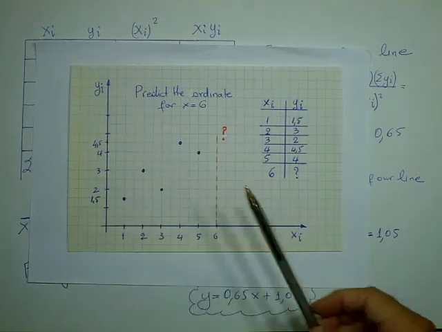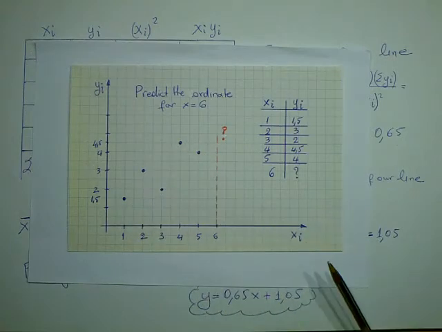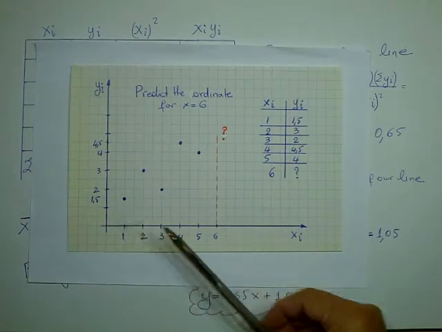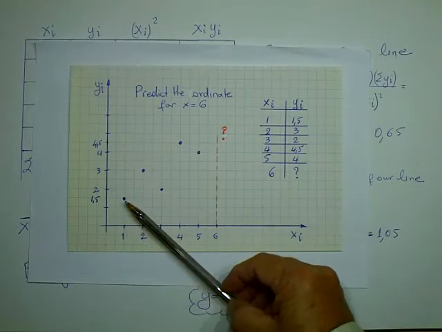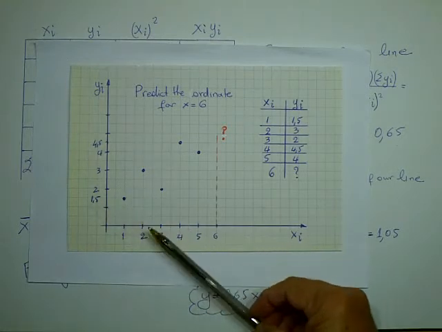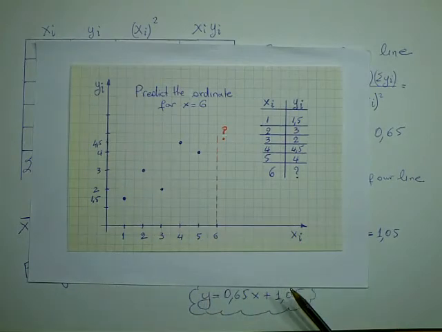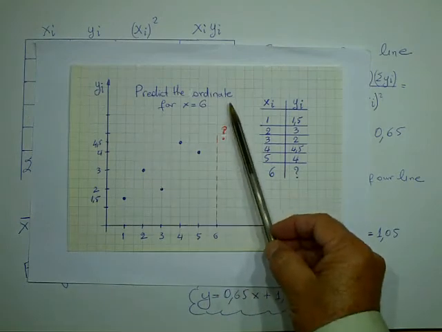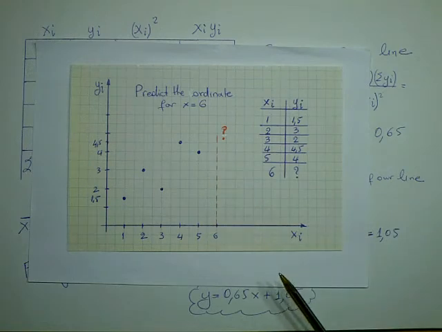Suppose that we have the following scatter diagram and there are some points on this diagram with x's and y's. This is the table: for x equals 1, we have y equals 1.5, for x equals 2, we have y equals 3. What we want to do here is to predict the ordinate for x equals 6. Well, to do that, we have to find the line of best fit.